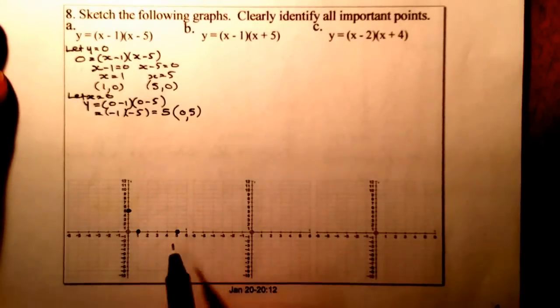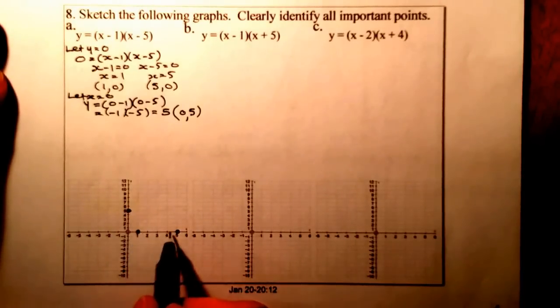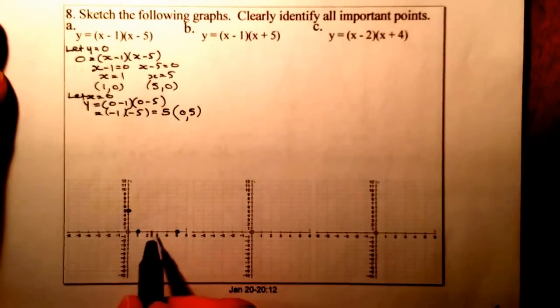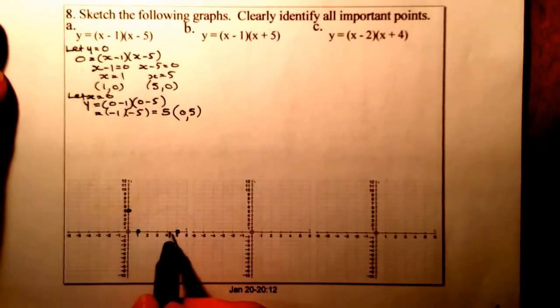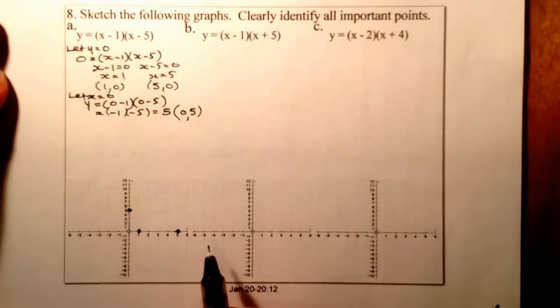Next thing I need to do is to find the turning point. So I know that the turning point is the midpoint, or the x value will be the midpoint between these two values here. So if I find the midpoint, what I can do is I can then add these two numbers together and divide them by 2.